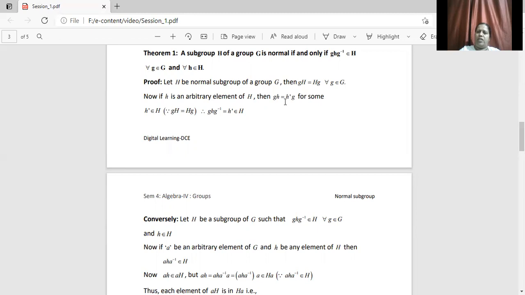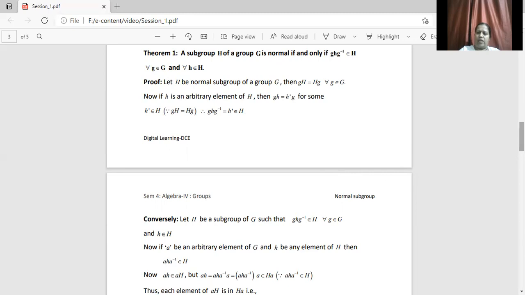Since gH is equal to Hg, therefore ghg inverse, which is nothing but h', belongs to H. What we have here, gh is equal to h' g. If we operate on both sides with g inverse, we'll get ghg inverse is equal to h' g g inverse. But g g inverse is the identity element, which will become h'. Therefore, ghg inverse is equal to h', and h' is an element of H. Hence, we can say that ghg inverse also belongs to H.